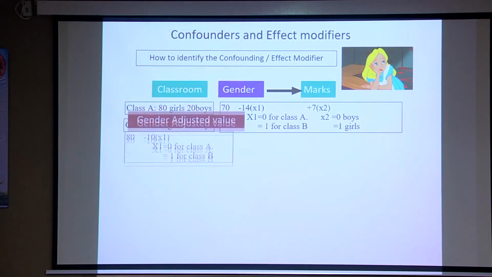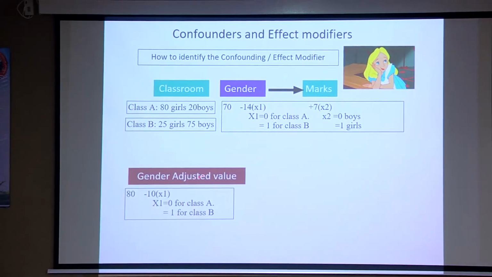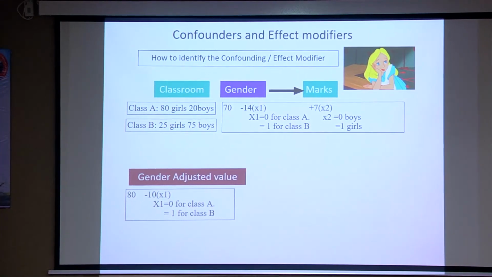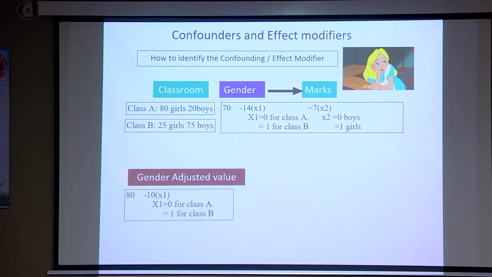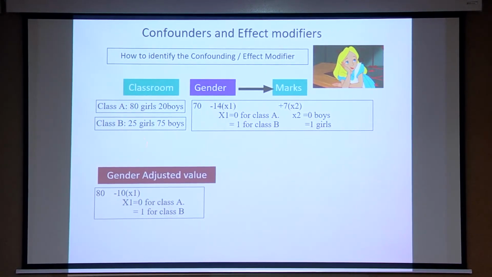So we can go through two aspects. One, gender adjusted value. This will be done in software. If you give the command, it will do the gender adjustment. That means the gender adjusted value for the comparison minus 10.